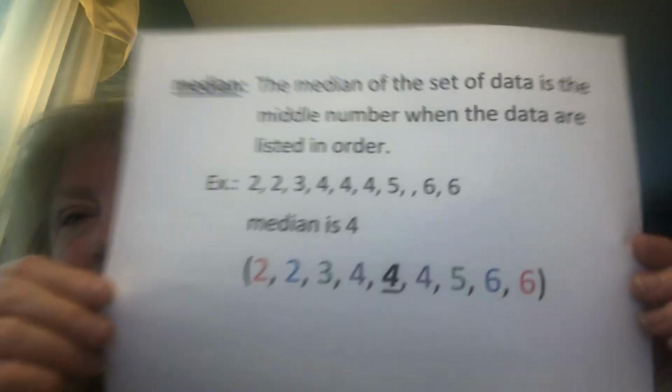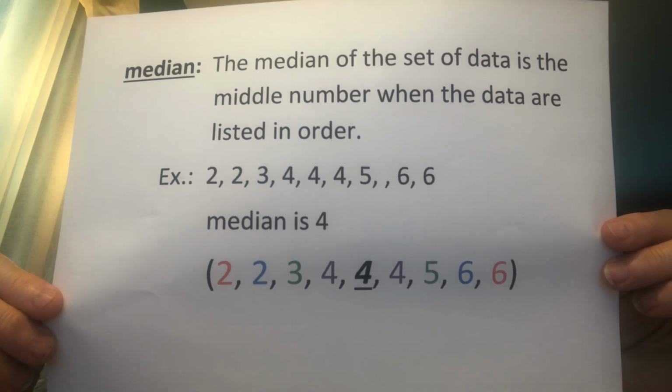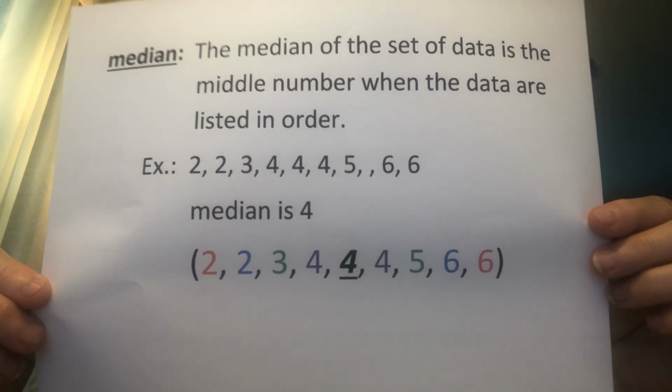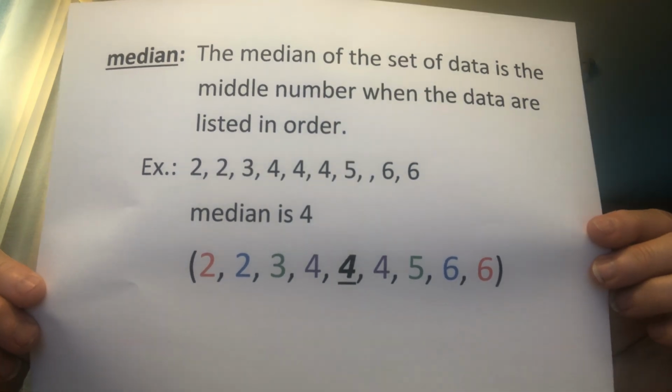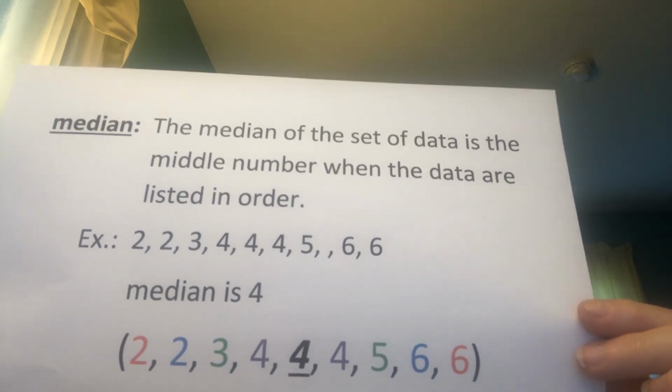Now we're going on to today's lesson. Today's lesson is lesson 7, and it deals with median and mean. Let's talk first about what median is. The median is the middle number in a set of data when you list the data in order from smallest to greatest. So here's an example.